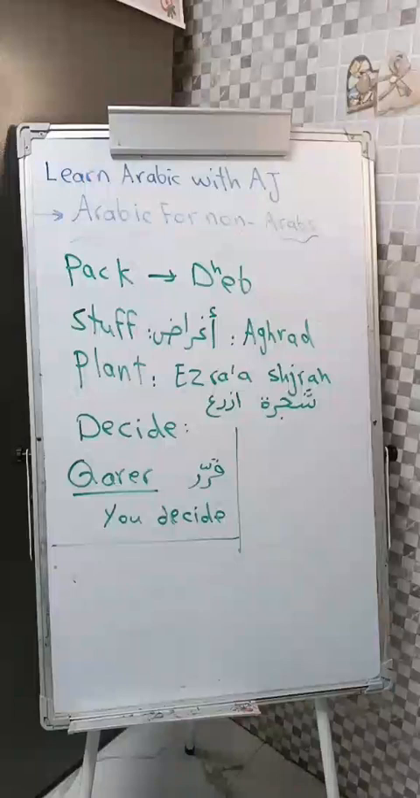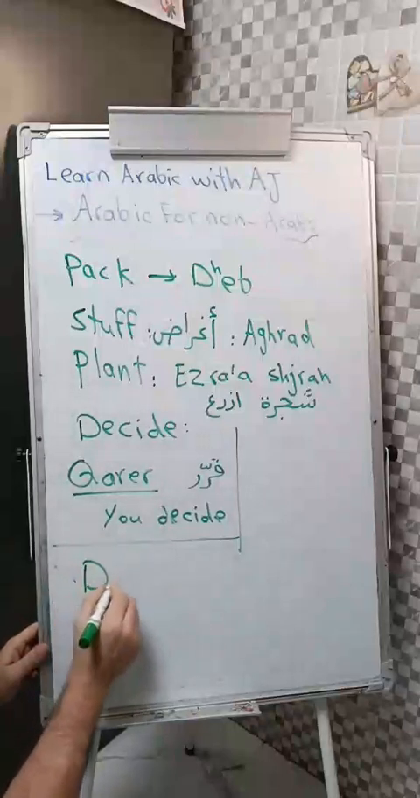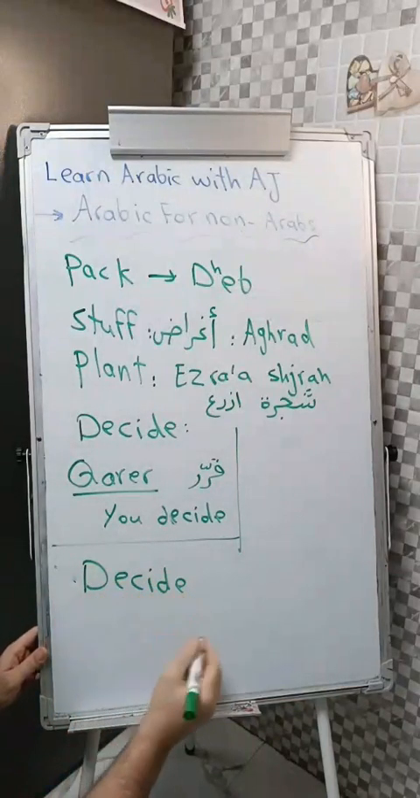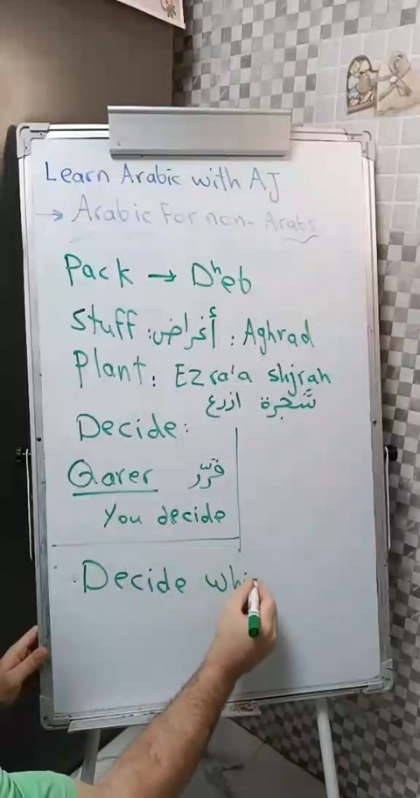Okay, what do you want to decide? Like something you want to decide to do. I go with my friend to the restaurant and I tell him, decide what you want to eat. Decide which shoes. I say قرر أي. We say in spoken صباط. قرر أي صباط. Let me write it. Decide which shoes.